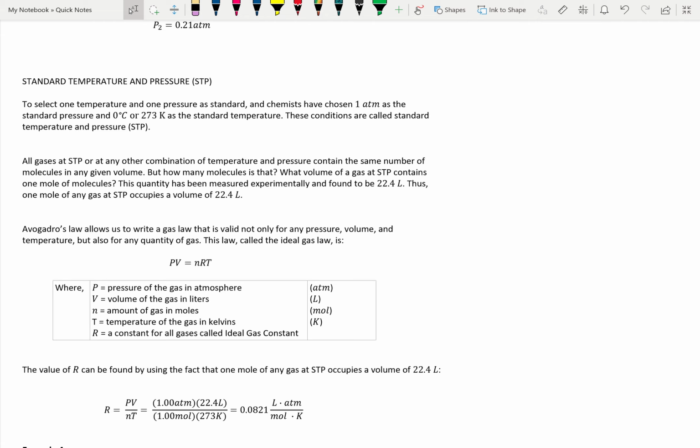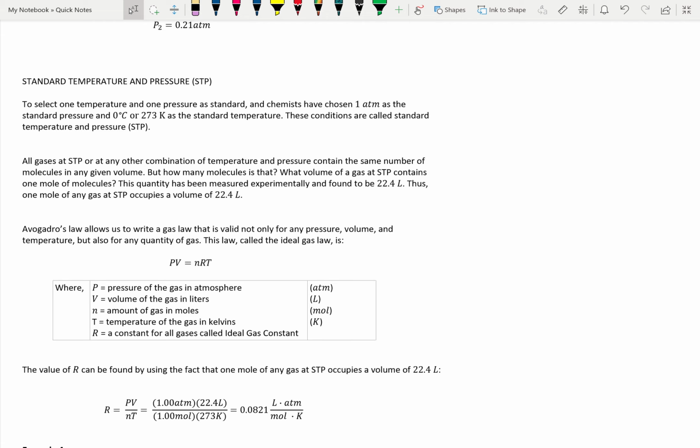All gases at standard temperature and pressure, or at any other combination of temperature and pressure, contain the same number of molecules in any given volume. But how many molecules is that? What volume of gas at STP contains 1 mole of molecules? This quantity has been measured experimentally and found to be 22.4 liters. Thus, 1 mole of any gas at standard temperature and pressure occupies a volume of 22.4 liters.